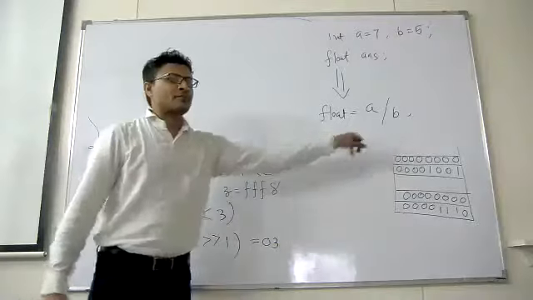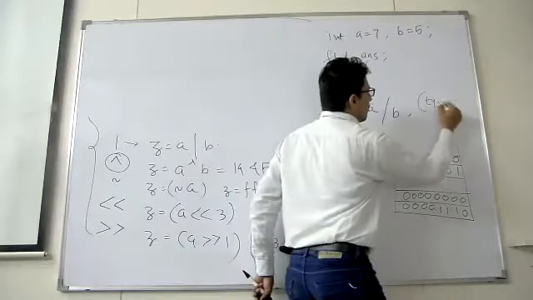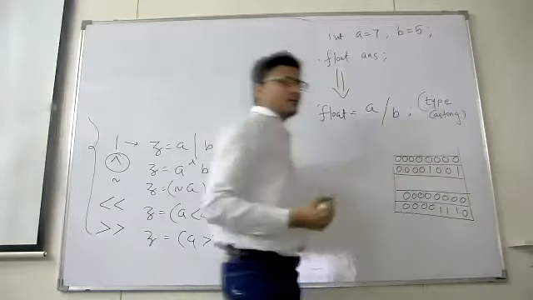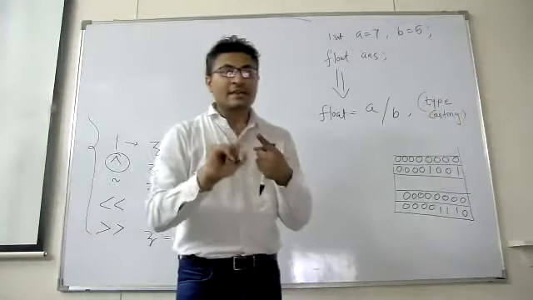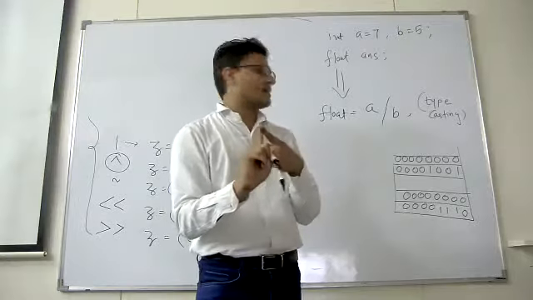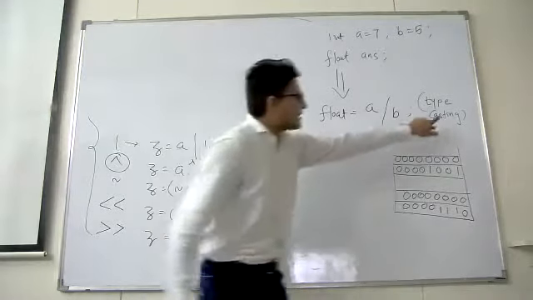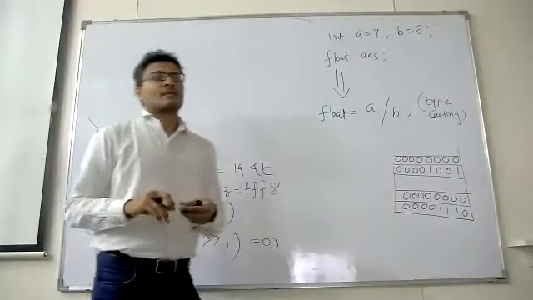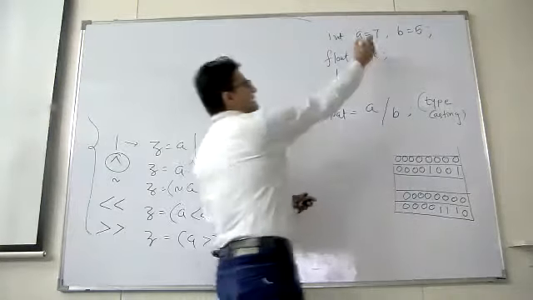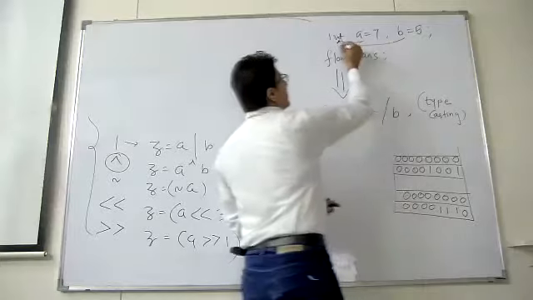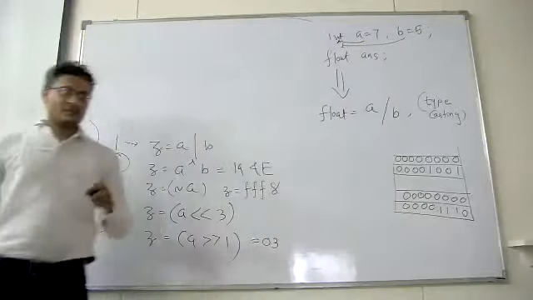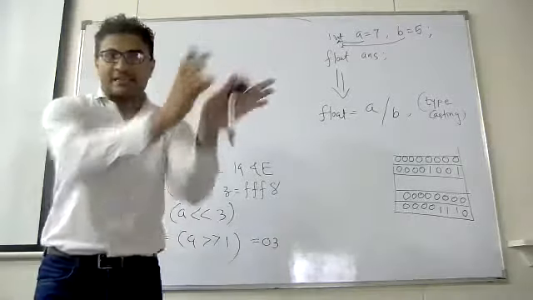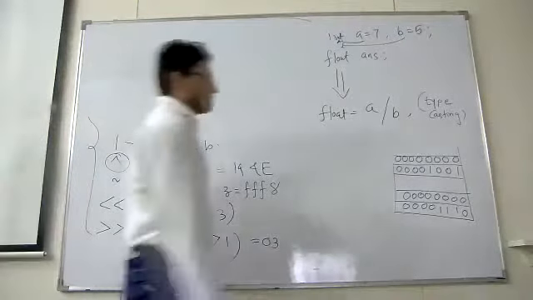It is called typecasting. Here I would like to clear each and every fundamental of C programming, so please concentrate. Typecasting. What happened in this case? My a is integer, my b is integer, and my answer is float. So what happened in this case? As per the memory aspect, we are only interested in the memory aspect.